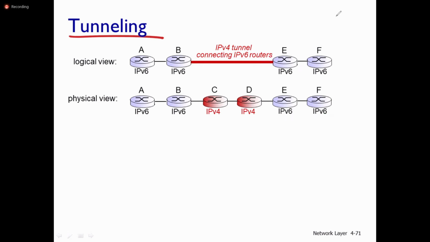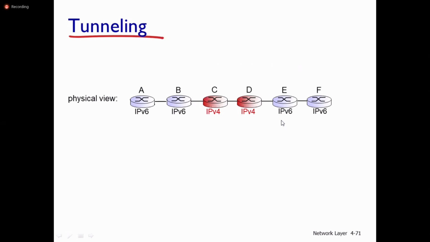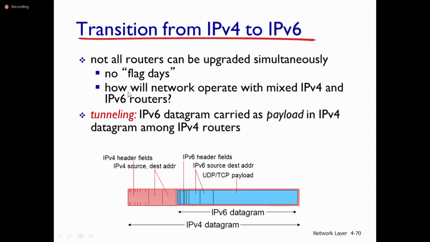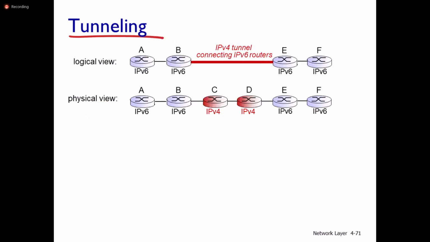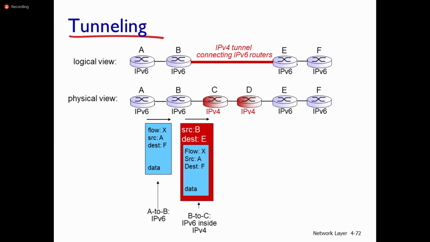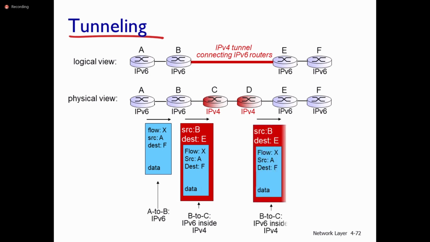The same thing, the previous slide we have seen. From this, we will understand how this transition from IPv4 to IPv6 takes place. A to B, IPv6. Source is B, destination is E. So B to C, the IPv6 is placed inside IPv4. Then B to C, IPv6 inside IPv4. Then E to F.